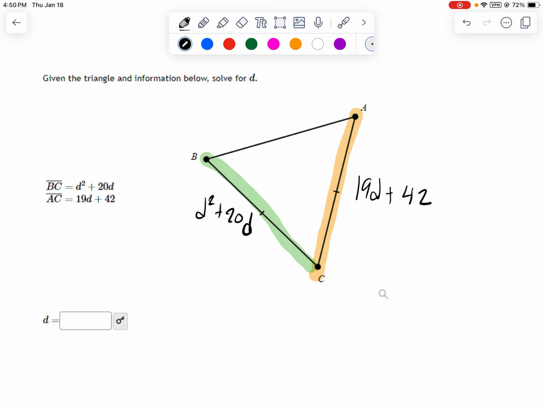As we're looking at this, you'll notice a few things. First off, we see these little tick marks. That means that these two sides are congruent to each other. What does it mean when things are congruent? They're equal. That means that d squared plus 20d equals 19d plus 42. You don't need to know that this is also an isosceles triangle. It doesn't actually help you. You just need to know that these two sides are equal, and that's all you need for this problem. But, fun fact, it's also an isosceles triangle, just so you know.